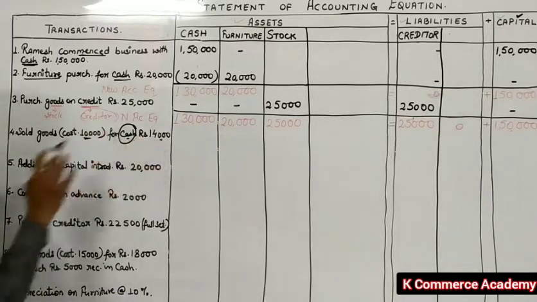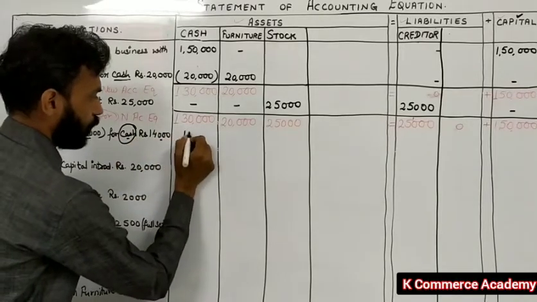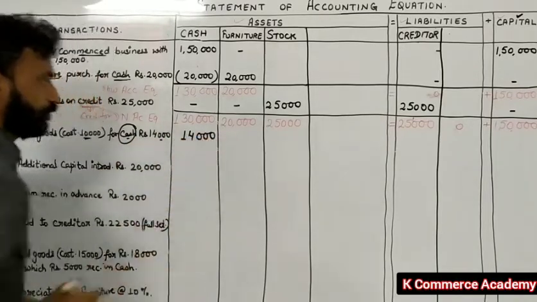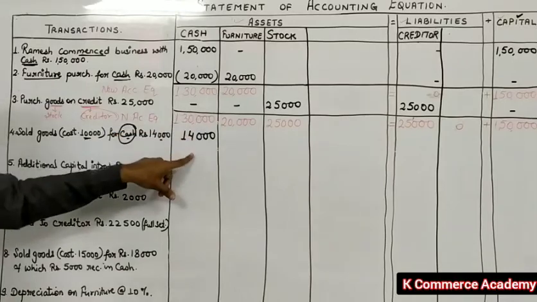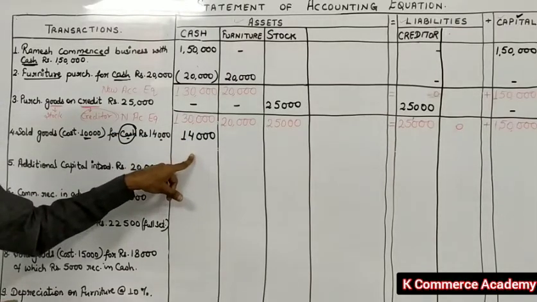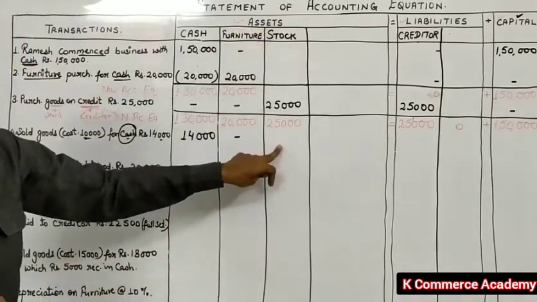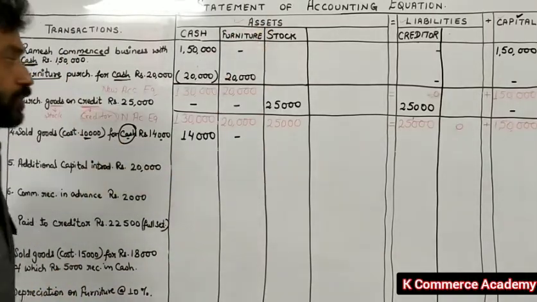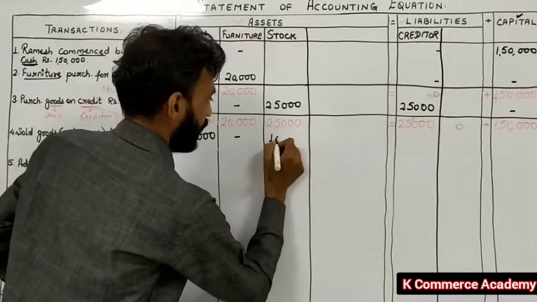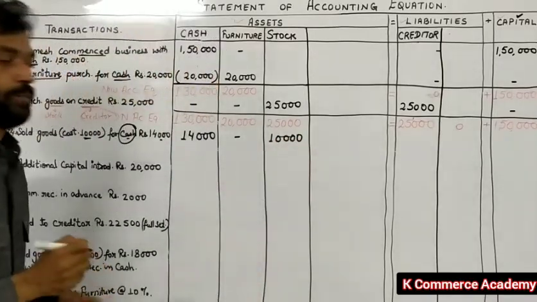Sold goods for cash. So there will be an inflow of cash in the business of rupees 14,000. So 14,000 will be added to the column of cash. There will not be any change in furniture, but the stock has gone out of the business. Stock costing rupees 10,000 has to be deducted from the column of stock.